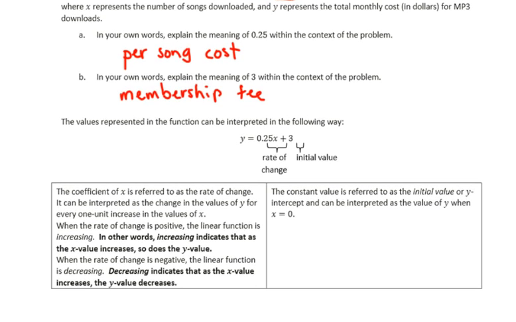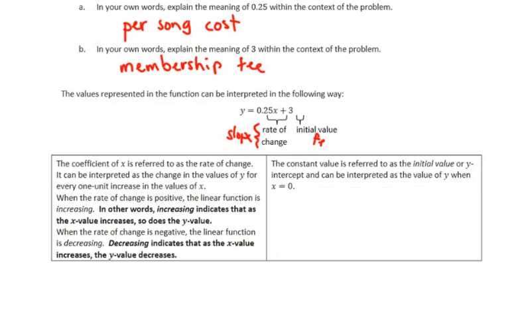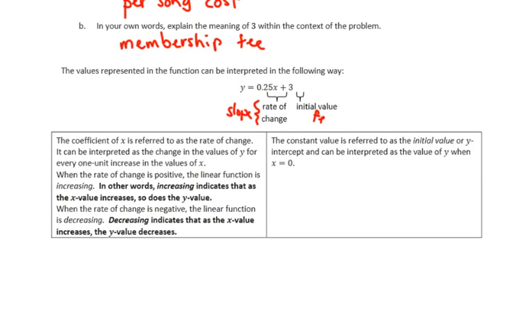So we have the rate of change, which is our slope, and the initial value was the membership fee. And it talks here about the coefficient of x, which is the slope, refers to the rate of change. When the rate of change is positive, our function is increasing, and when our rate of change is negative, our function is decreasing. So those are some new words that we haven't talked about yet.